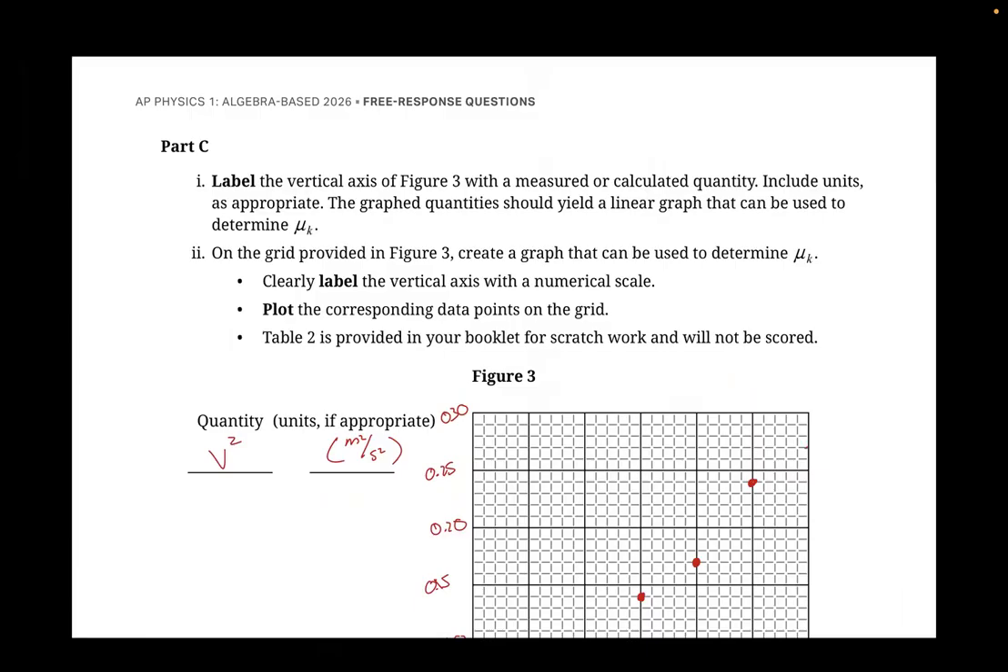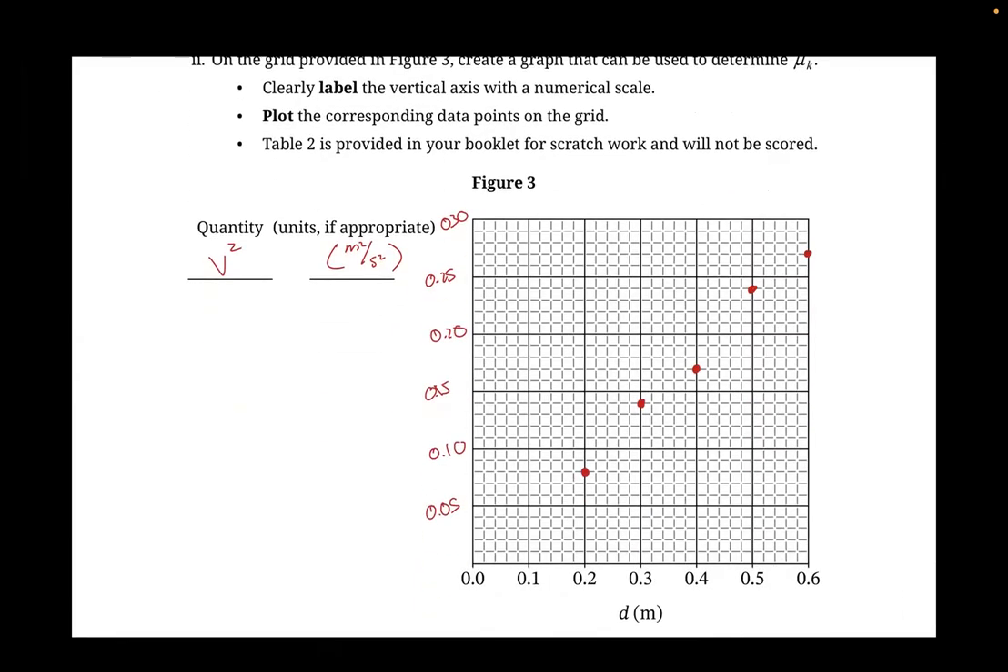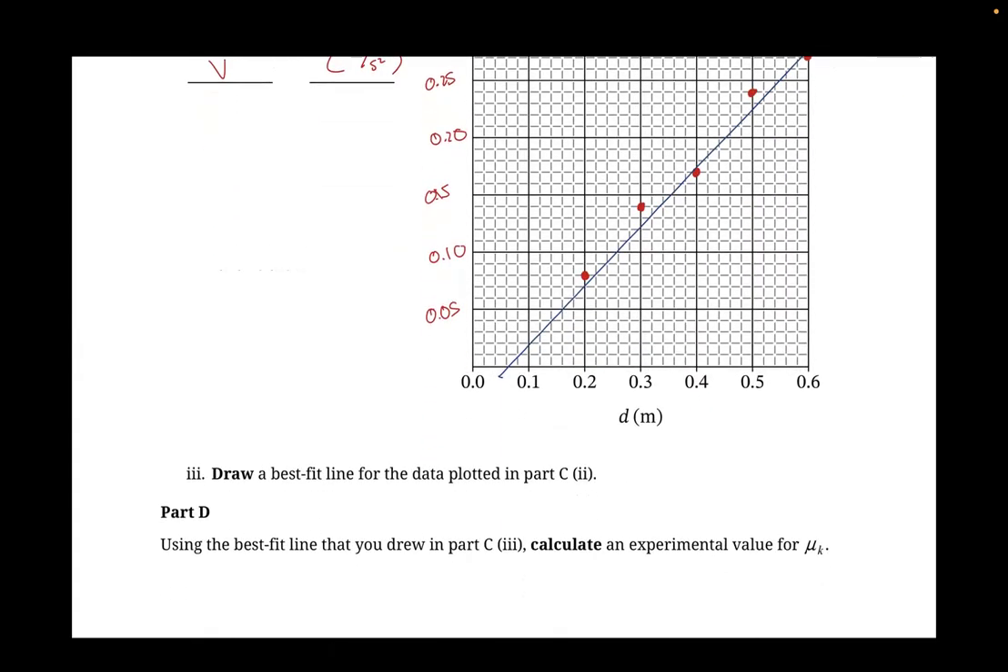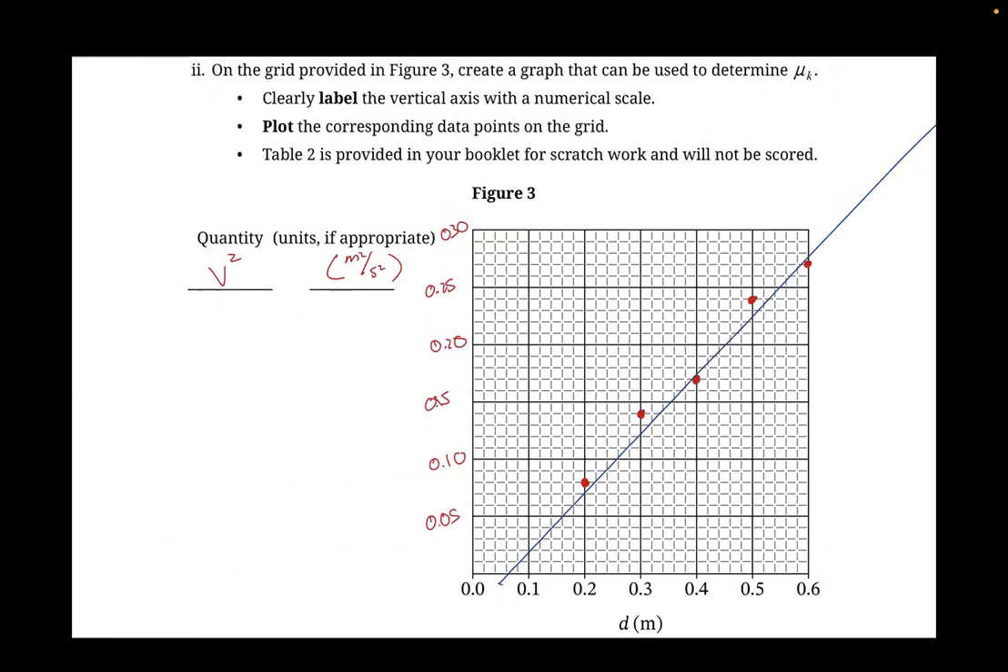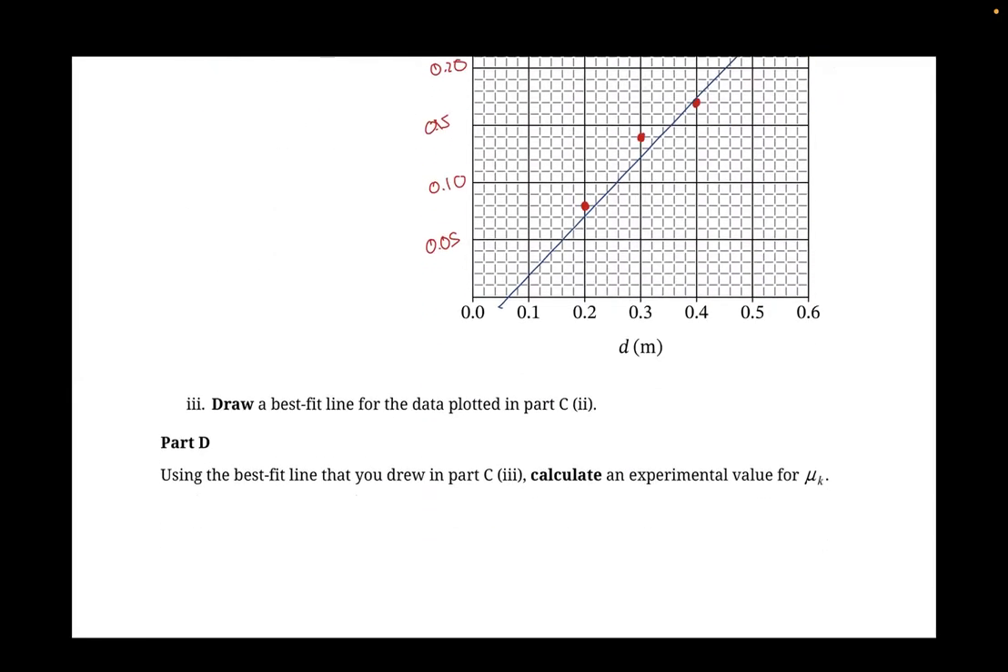So it looks like we use most of the grid. We have a linear scale. This looks pretty good. So now all we have to do is draw a best fit line. So I'll take a ruler, try and approximate this as best I can. I think that looks pretty good, and we'll go with that. Awesome. Perfect. I'll erase a little bit of the edge here. Okay, that looks pretty good. All right, part C done.